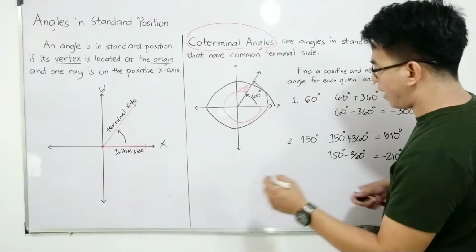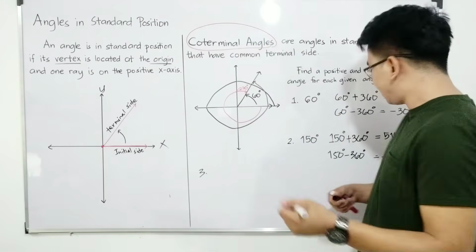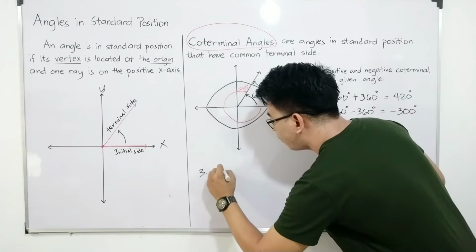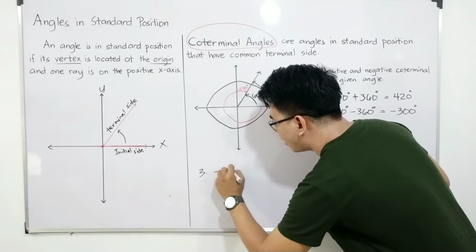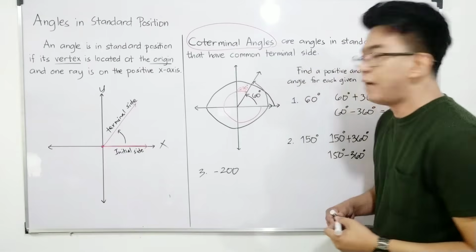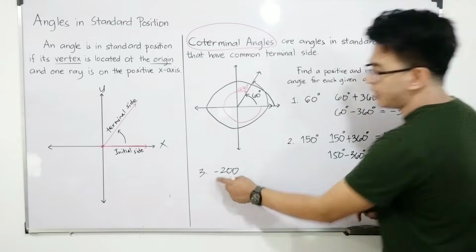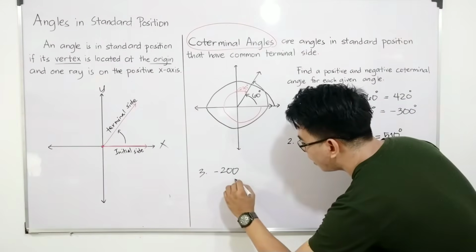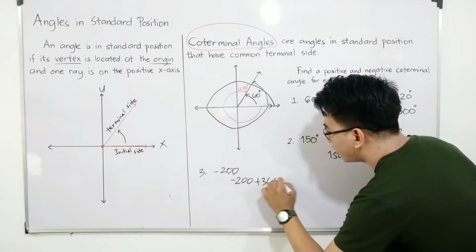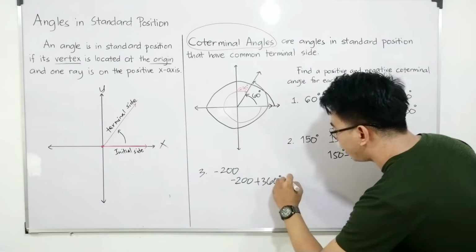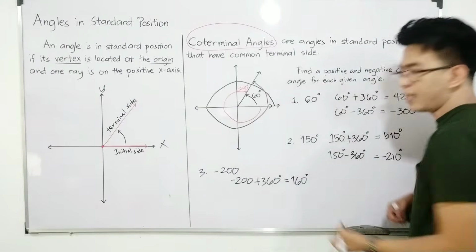So let's have item number 3 since madali naman yung concept natin. Let's say I have negative 200 degrees. Find the positive and negative coterminal of this one. So what you will do, since this is negative, ang gagawin mo naman, syempre, negative 200 degrees plus 360 degrees. And this will give you the answer of 160 degrees. Ibig sabihin, coterminal silang dalawa.